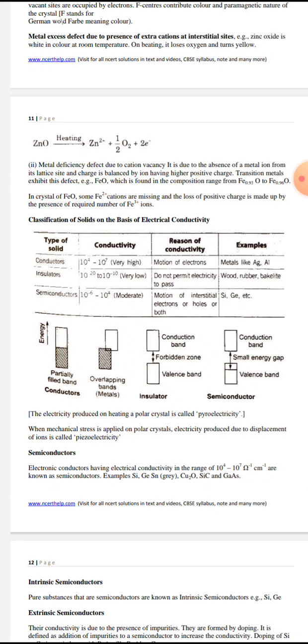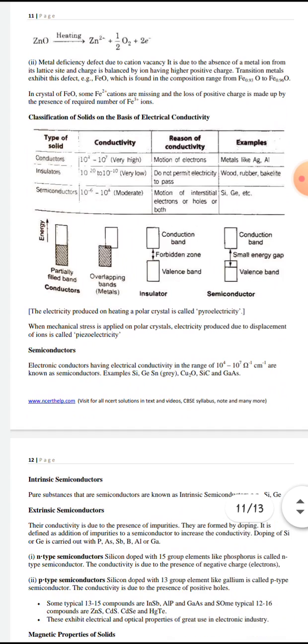And also the classes of solids on the basis of electrical conductivity: conductor, insulator and semiconductor. A conductor's conductivity is 10 to the power 4 to 10 to the power 7, and the reason for conductivity is the motion of electrons. An insulator has 10 to the power minus 20 to 10 to the power minus 10, very low, and does not permit electricity. Next is semiconductor, 10 to the power minus 6 to 10 to the power 4, with motion of electrons or holes or both.